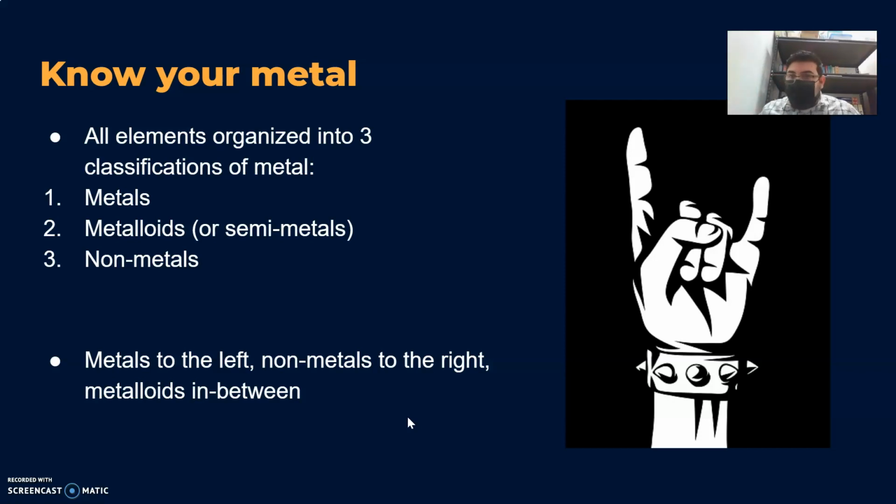So on the topic of metal, you need to know your metal. All of the elements are classified into 3 types: one, your metals, actual metals; two, metalloids, almost metals; and three, non-metals. Metals are to the left, to the right are the non-metals, and in between are the metalloids. You know what I'm talking about. Look to the left, that's metals. Look to the right, that's non-metals. In the middle, it's metalloids.